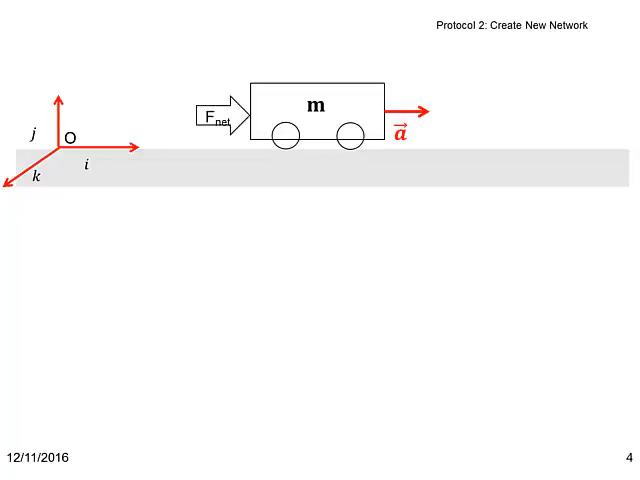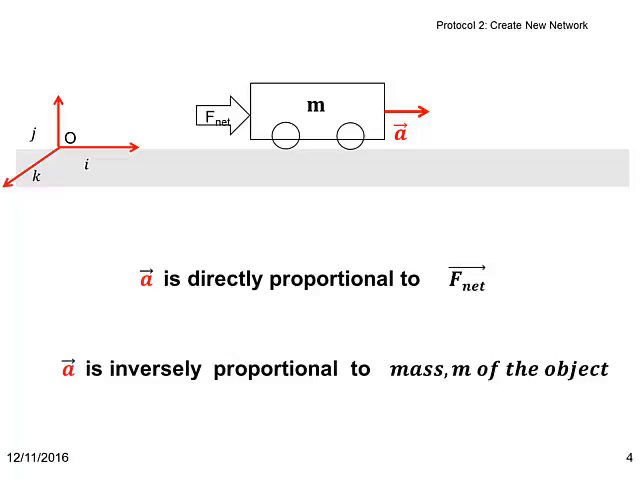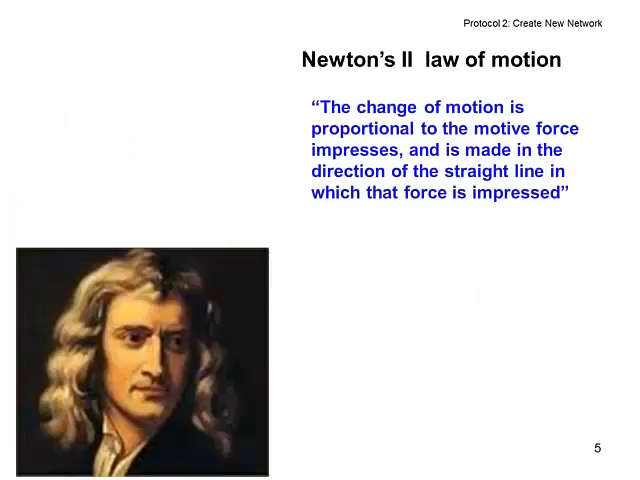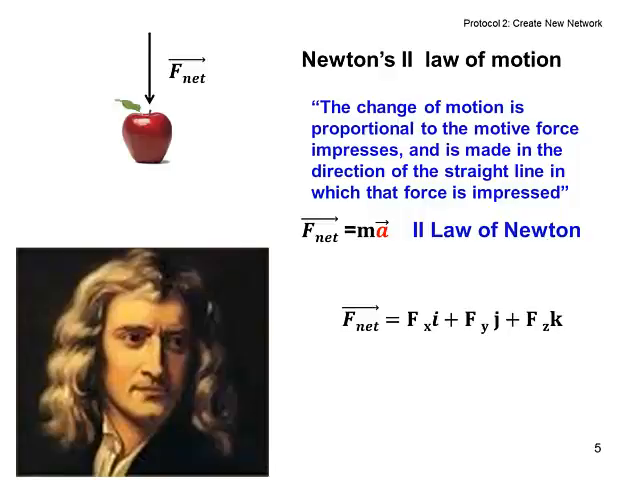According to Newton's second law, the acceleration of an object is directly proportional to the net external force acting on it, and it is inversely proportional to the mass of the object. The second law states that the change of motion is proportional to the motive force impressed and is made in the direction of the straight line in which that force is impressed. Mathematically, this can be written as F equals ma, where F is the net force applied, a is the acceleration vector of the body, and m is the mass of the body.